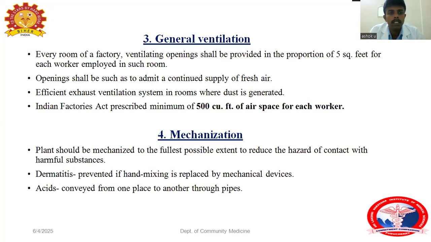Then we have general ventilation. In every room of a factory, ventilating openings shall be provided in the proportion of 5 square feet for each worker employed in such room. Openings shall be such as to admit a continuous supply of fresh air, with an efficient exhaust ventilation system in rooms where dust is generated. Indian factories have prescribed a minimum of 500 cubic feet of air space for each worker.